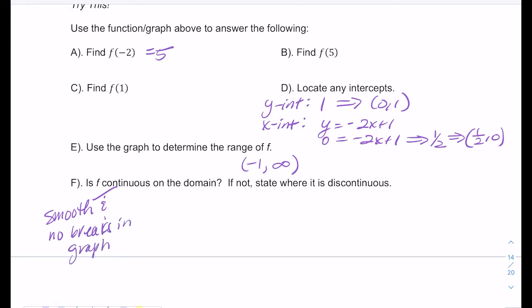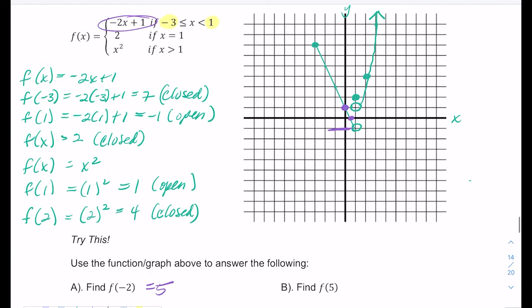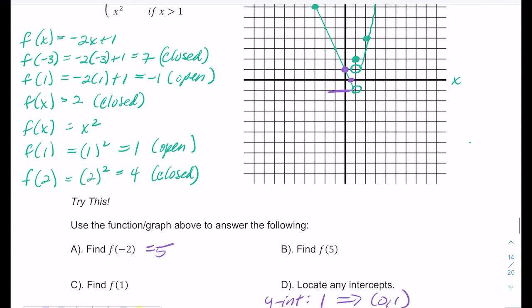Okay, so if I look at this, you can see there are clearly breaks in the graph, right? There's a break right here, there's a break right there. So there's all these breaks. So it's definitely not continuous.